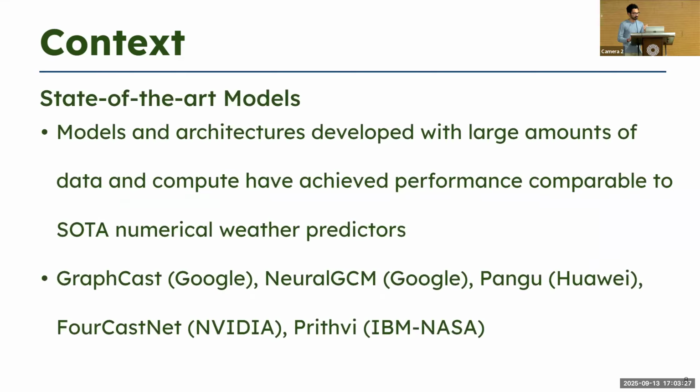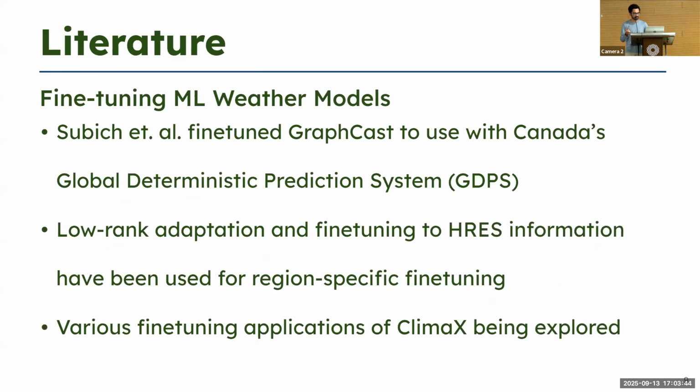And over the last 5 years, lots of state-of-the-art models have come out, as has been covered again, such as GraphCast, Neural GCM, Pangu, FourCastNet, Prithvi, and they've achieved performance, at least on a lot of metrics, comparable to state-of-the-art numerical weather predictors of various countries.